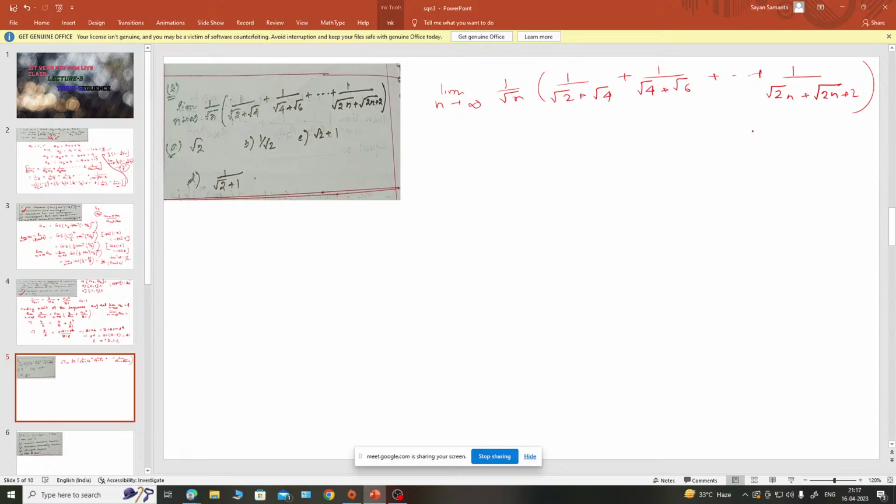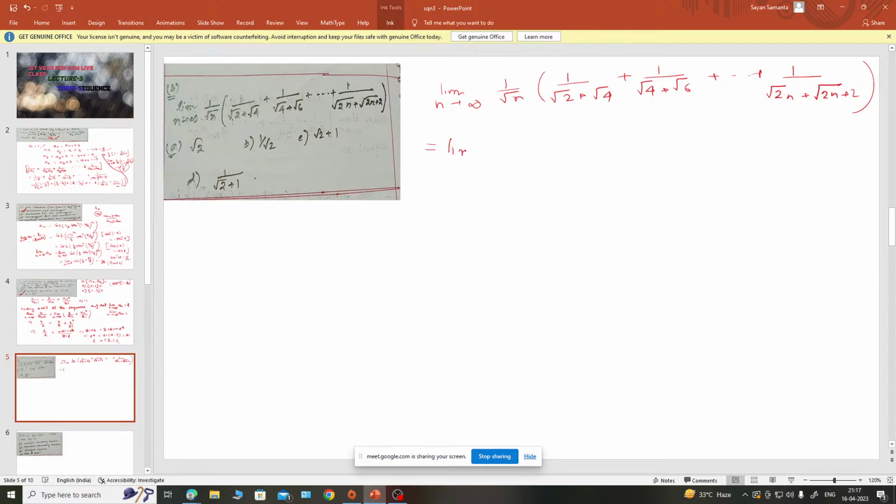This type of sequence we can solve using the rationalized form. Okay, if we take the rationalized form, then it is much easier.